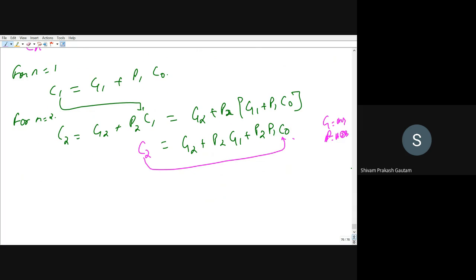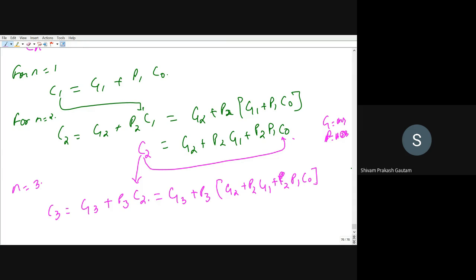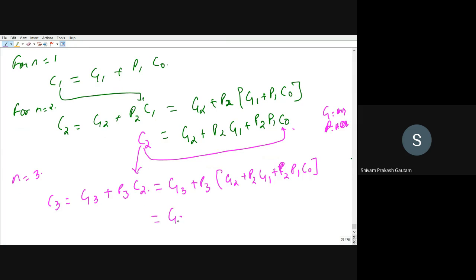So now we will put n equal to 3. C3 will be equal to G3 plus P3 into C2. The value of C2 we will put from here to here. So this will be G3 plus P3 into G2 plus P2 G1 plus P2 P1 into C0. Simplifying this, it will be G3 plus P3 into G2 plus P3 into P2 into G1 plus P3 into P2 into P1 into C0.